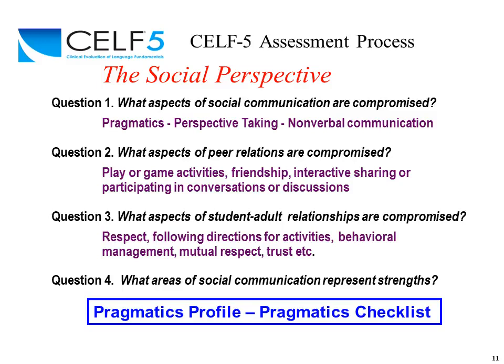From a social perspective, we have put the pragmatics profile, the pragmatics checklist, and the pragmatics activities. Those are the ones that really will answer that. If we ask what aspects of social communication are compromised, the pragmatics test and rating scale will tell us about perspective taking in interpersonal communication, nonverbal communication abilities, and so on. What aspects of peer relations are compromised? That is where you have to interpret.